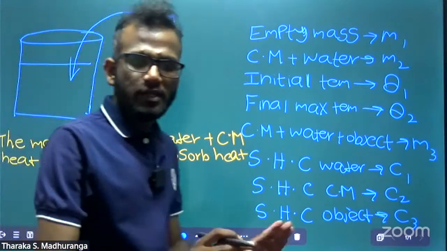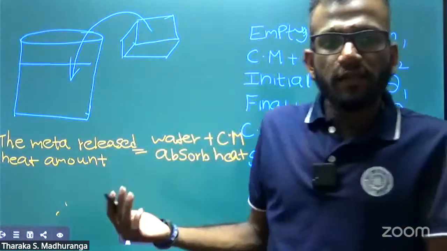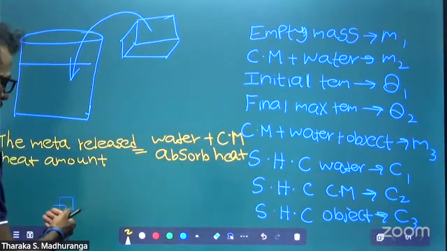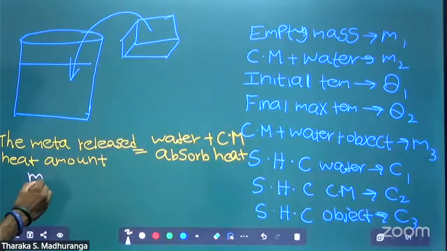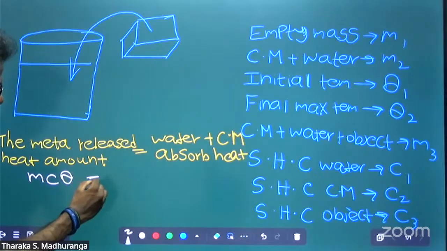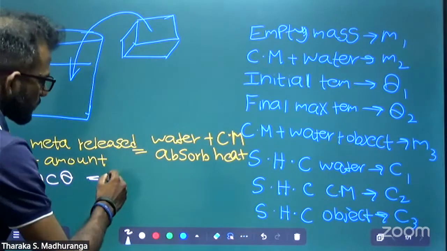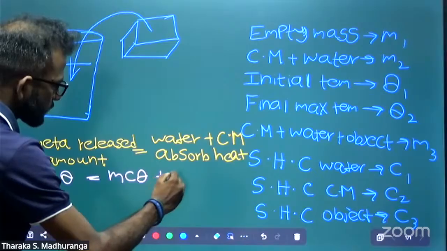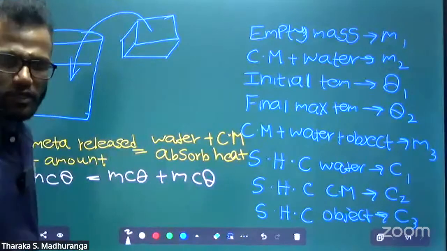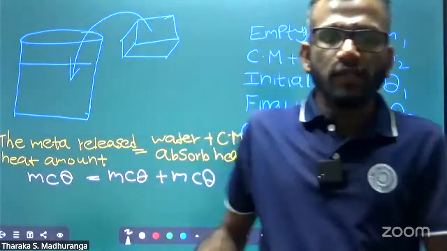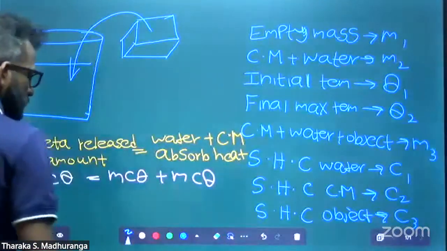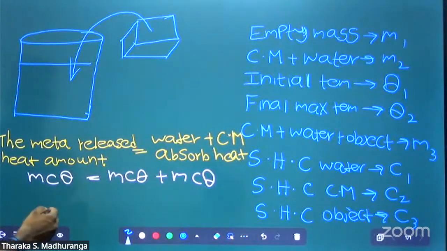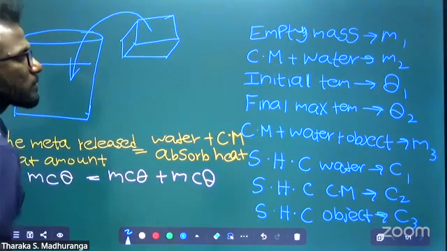Water and calorimeter both absorb heat. Then the metal, okay, the metal releases heat. How can we get that amount? It is mc theta, because there is no physical state change. Water absorbs mc theta plus calorimeter absorbs mc theta quantity of heat. Then you can substitute these values according to the experiment. Okay, the mass of the metal.